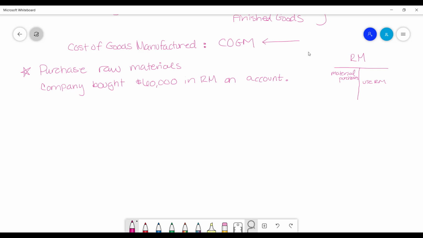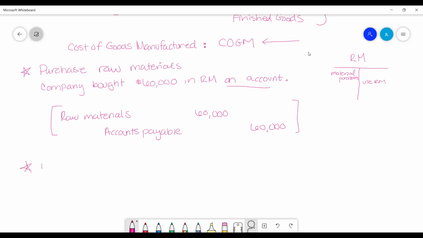So let's take a look at what this might look like. Okay, so they bought $60,000 in raw materials. That means raw materials is going up, so I'm going to have to debit my raw materials account for $60,000. And then since it's on account, I'm going to credit accounts payable for $60,000 as well. Now, if this was purchased in cash, then instead of crediting accounts payable, we would simply just credit cash in that situation there. Okay, so that's what it looks like when you purchase raw materials.